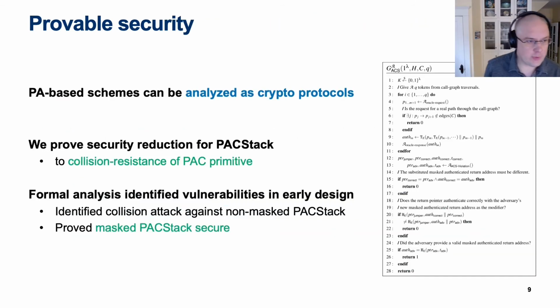One interesting aspect of pointer authentication-based schemes is that they can be analyzed as crypto protocols. So in the paper, we actually prove a security reduction for PACStack to the collision resistance of the PAC primitive itself. This also had practical implications for our implementation work, because by undertaking these efforts of constructing this proof, we realized that we had this collision problem in the first place. Without trying to do these proofs, we would never have even realized that we need to do the masking that we then implemented and showed to be secure.